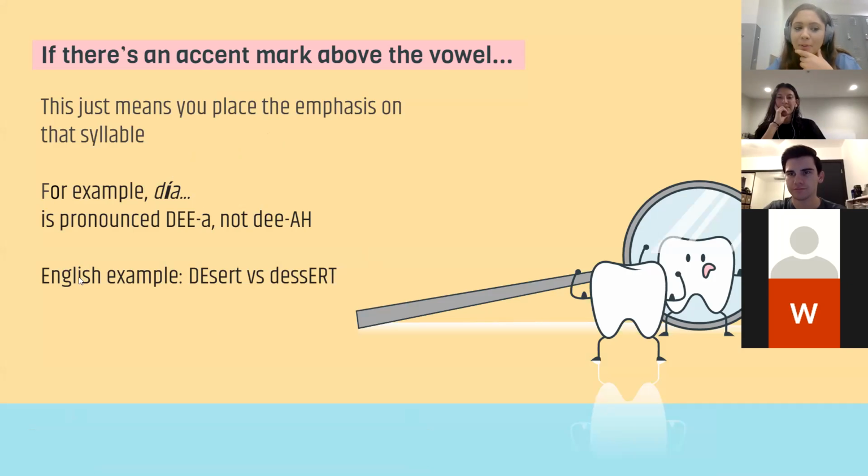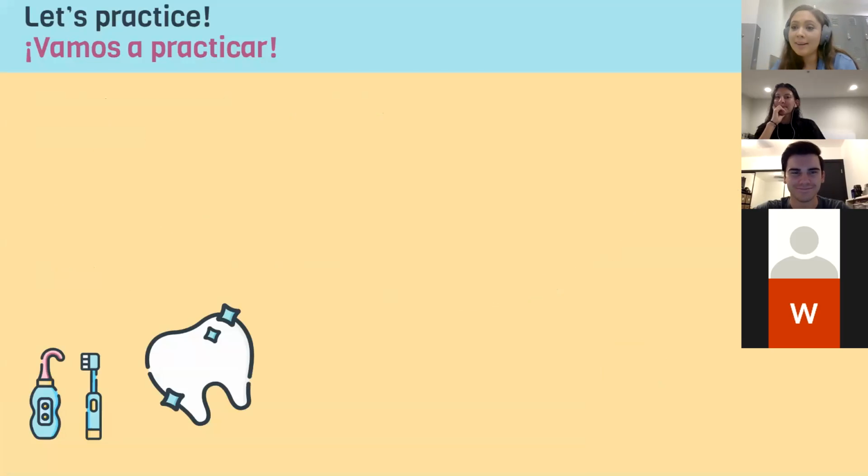An example in English is when we have dessert versus dessert. You see how in some places the sound is just stronger on one side versus the other one. So keep that in mind. Dessert. Yes. Dia. Now let's practice.